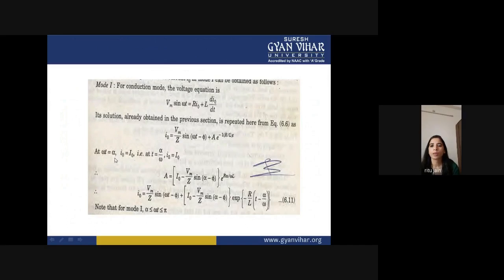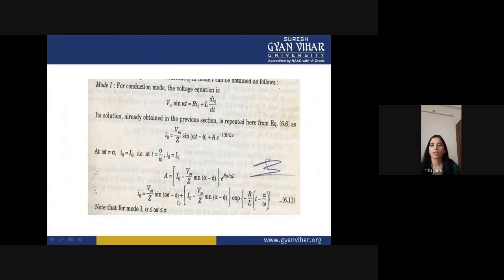At omega t is equal to alpha, I naught is equal to I naught. At t is equal to alpha upon omega, I naught is equal to I naught. So you can get the value of A, which is equal to I naught minus Vm upon Z sin(alpha minus phi) into e to the power r alpha upon omega.